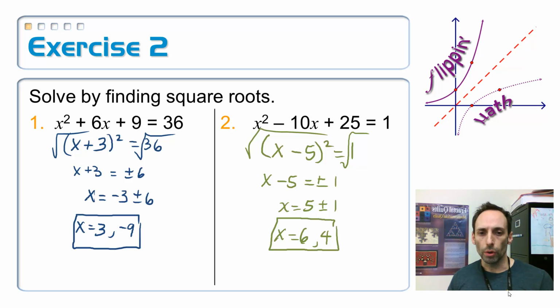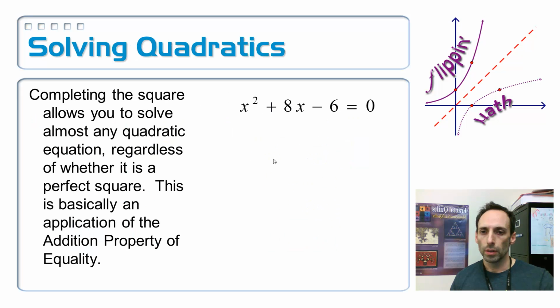Alright, so these questions were a little cheesy because the left side was already a perfect square trinomial. There was nothing for you to complete. So in an ordinary situation, it wouldn't be a perfect square, and that's what you have to work with. So let's take a look at this example. This example is animated step by step. I went to the trouble of going ahead and typing it up for you.